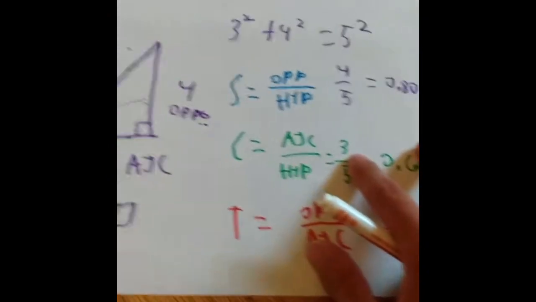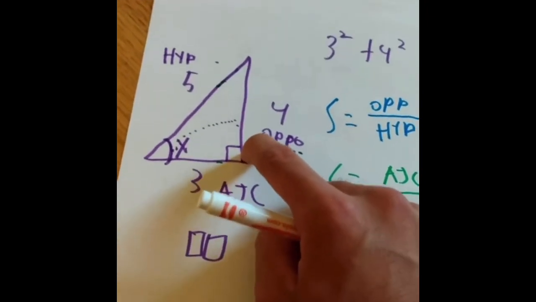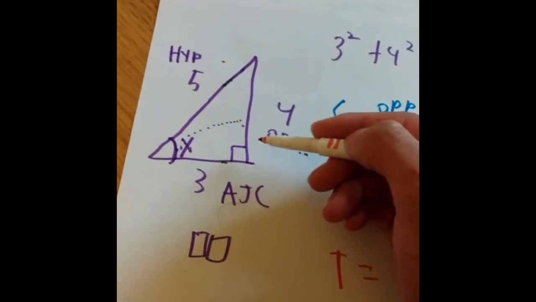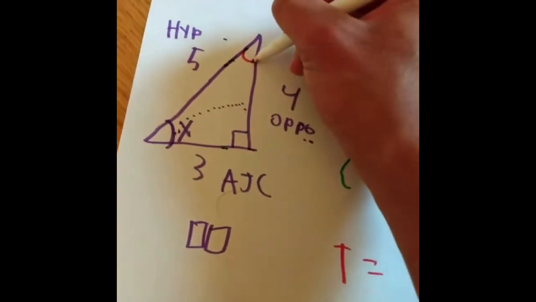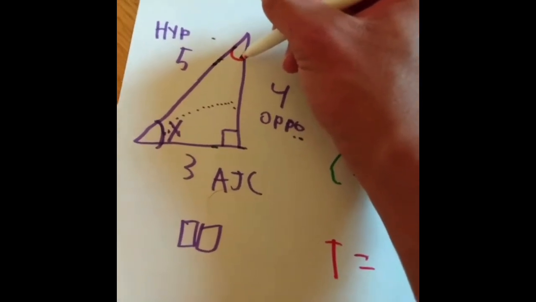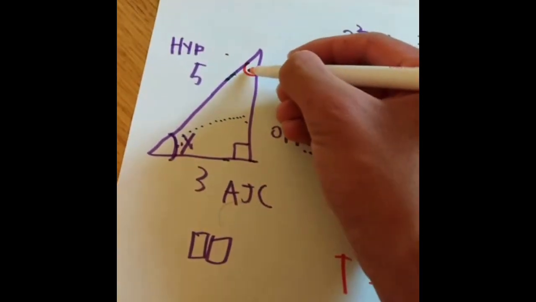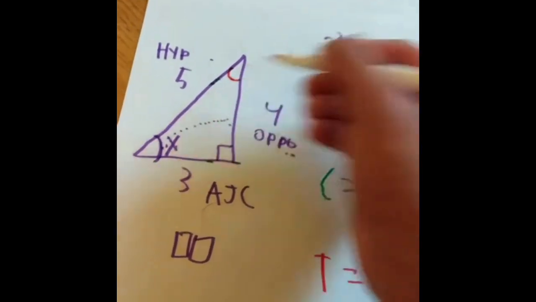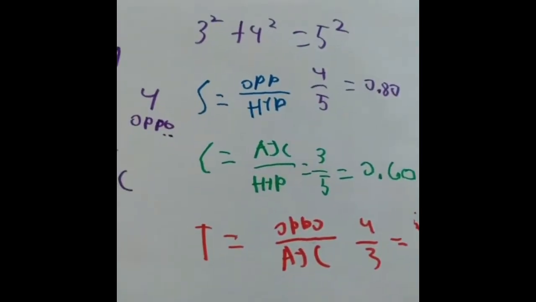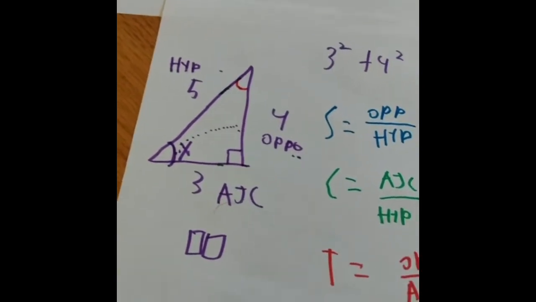These are perfect for finding the information you need for a right triangle. If there's any information that's missing, like let's say if this right here is missing, we can use sine, cosine, and tangent to find out how many degrees, or how wide that angle is. So these are really helpful for finding the missing information in a right triangle.